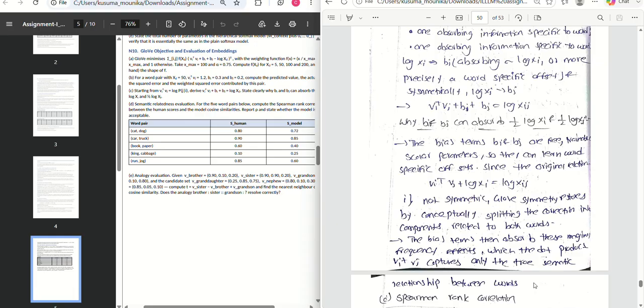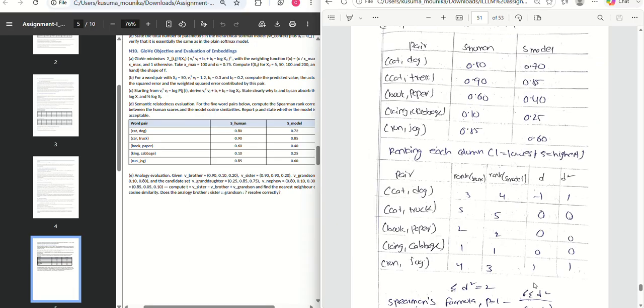Let's move on to the fourth question. In the fourth question, the Spearman rank correlation for 5 word pairs. We rank both the human scores and model scores, from 1 equal to the lowest to 5 equal to the highest. For cat, dog, human ranks 3. Similarity is based on the above tables, and we rank the following. So the sum of squared rank differences is equal to 2. By applying the Spearman formula, we get rho 0.90.